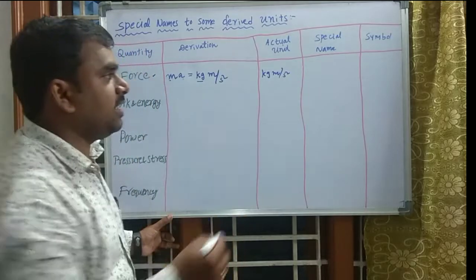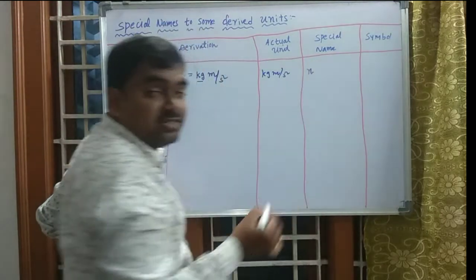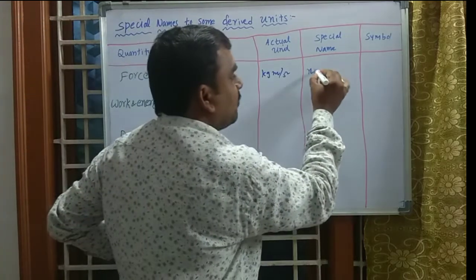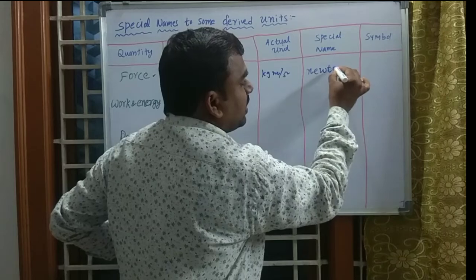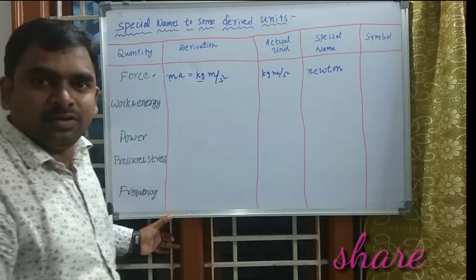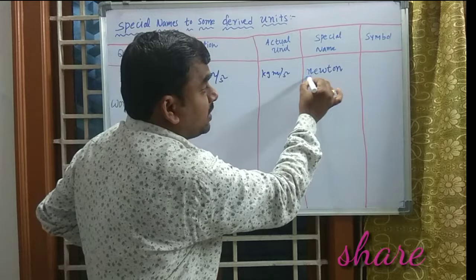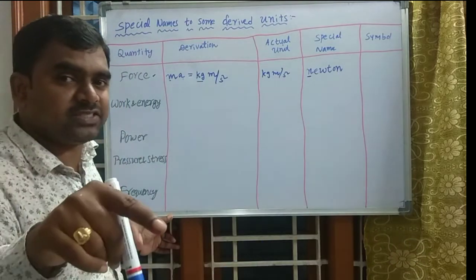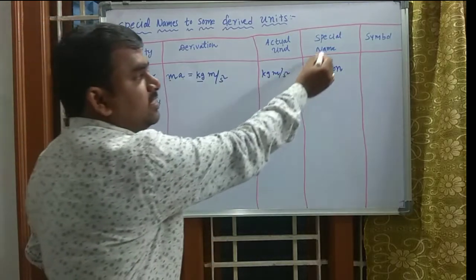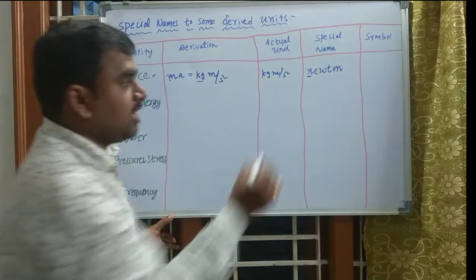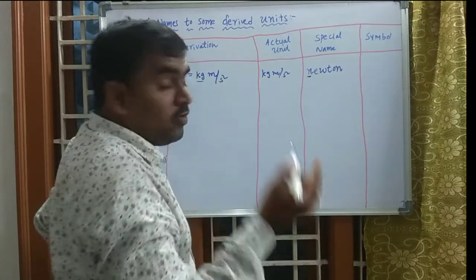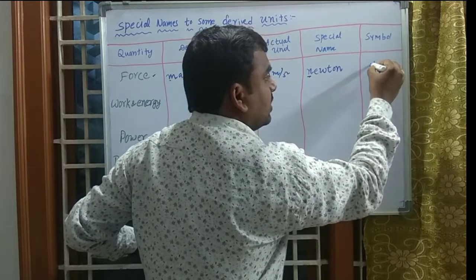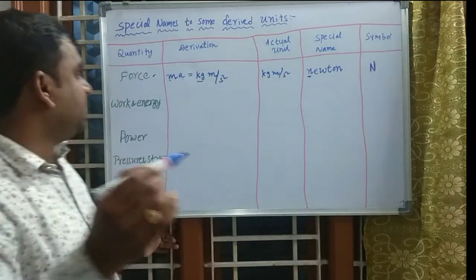This we simply write as newton, a force concept introduced by the scientist Newton. In honor of him, the unit name is newton. You may think the first letter should be capital, but no, in physics when we say the unit name, the first letter should be a small letter. If we represent it as a symbol, the symbol is capital N.